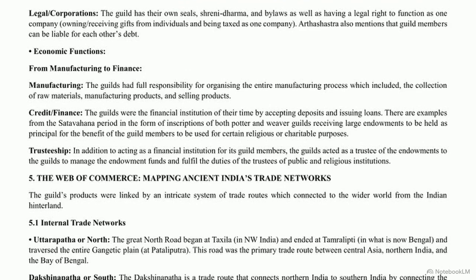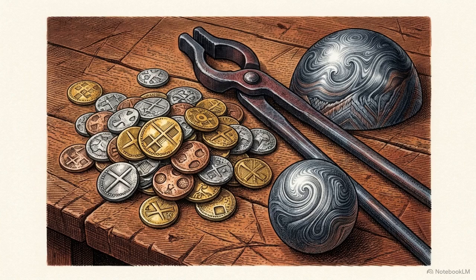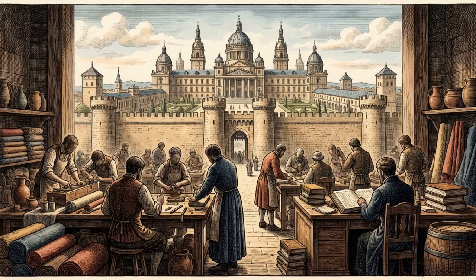Textual records from the period confirm they operated essentially as banks. They accepted deposits, issued loans at fixed interest, and served as financial trustees for public endowments. By pooling capital locally, these decentralized nodes financed raw materials and equipment independently. They did not rely on a central state bank to underwrite their operations.